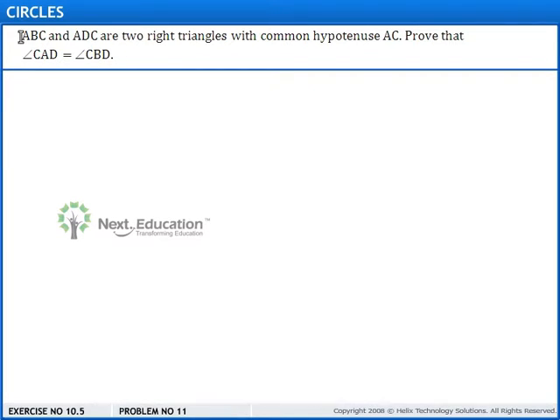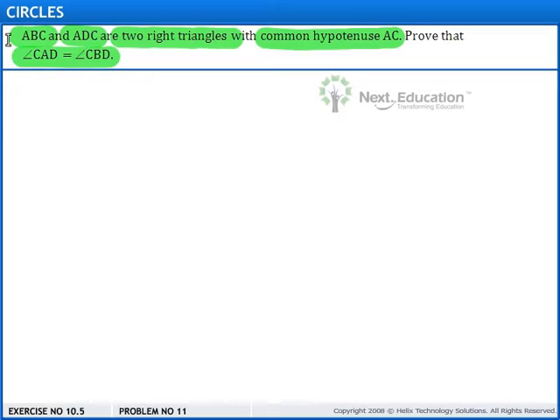Question: we are given ABC and ADC, two right triangles with common hypotenuse AC. We have to prove that angle CAD is equal to angle CBD. Let's begin with the solution.